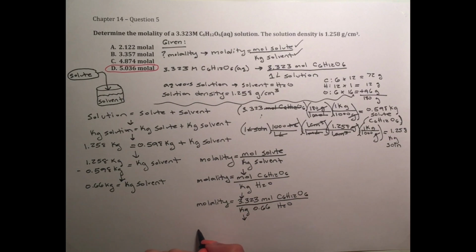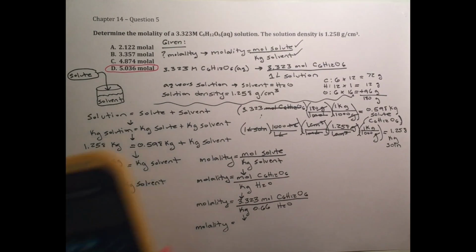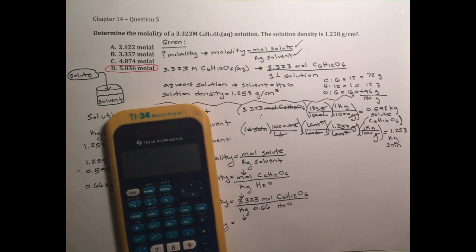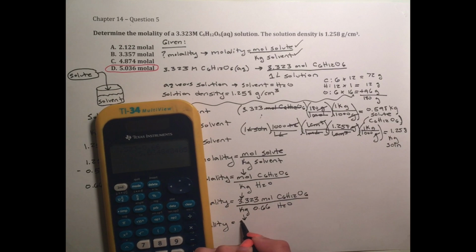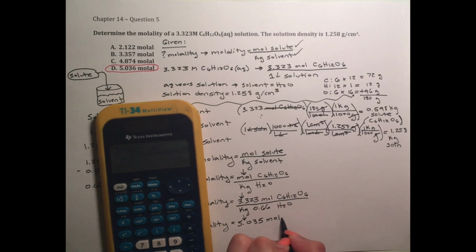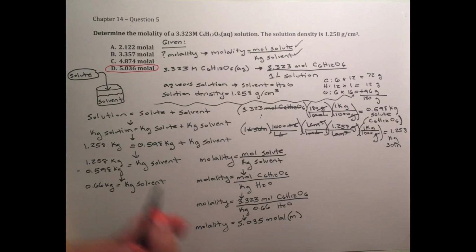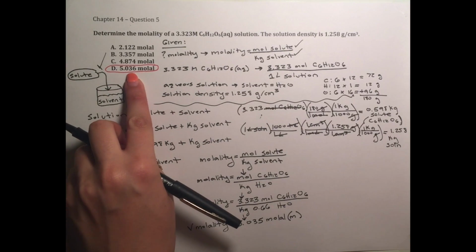And let's solve. So we have 3.323 divided by 0.66 gives us 5.035 molal, which is our unit for molality, but you may also see a lowercase m. They're both the same thing. Alright, so this is basically equal to the answer we were given. It was just one number off, but that could just be a rounding error.